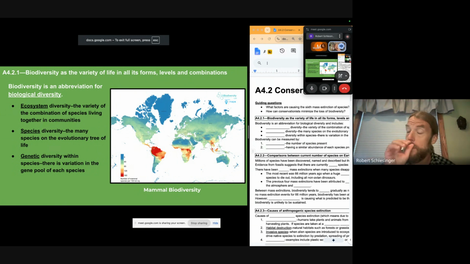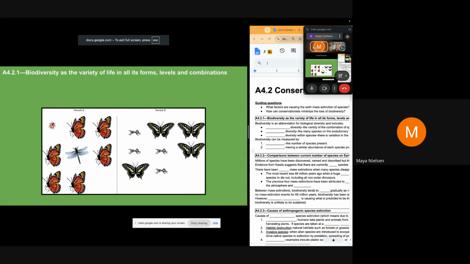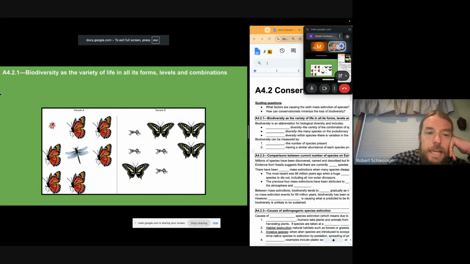And then when we talk about any of these three variations, we're always looking at two different factors, and those two different factors are evenness and richness. So here we have a graphic of some bugs. Have you seen these types of bugs before? Butterflies and dragonflies. Yeah, and we got a little ladybug, it looks like, right here, and we've got some ants.